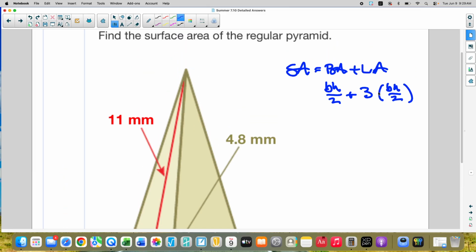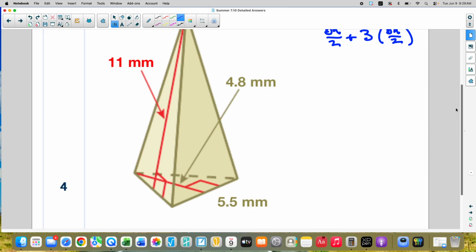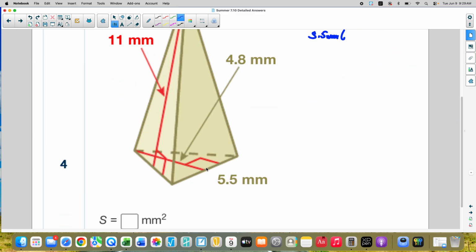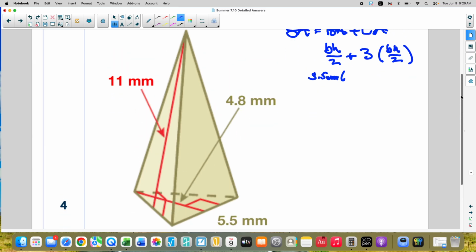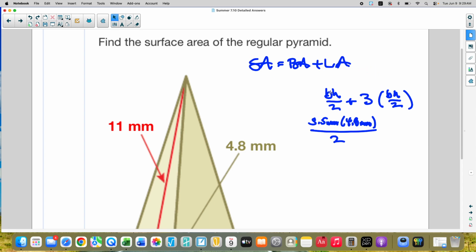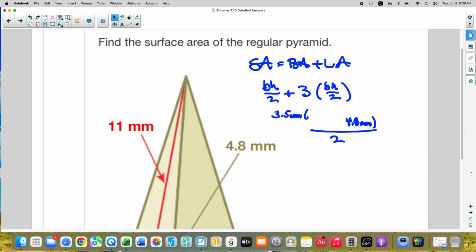This base is not going to be this base, or etc. Actually, it may be the same base. It'll be interesting. Yes, it is. So 5.5 millimeters times the height of the base, which is 4.8 millimeters, divided by 2. Let's just move this stuff over so I don't run out of space.